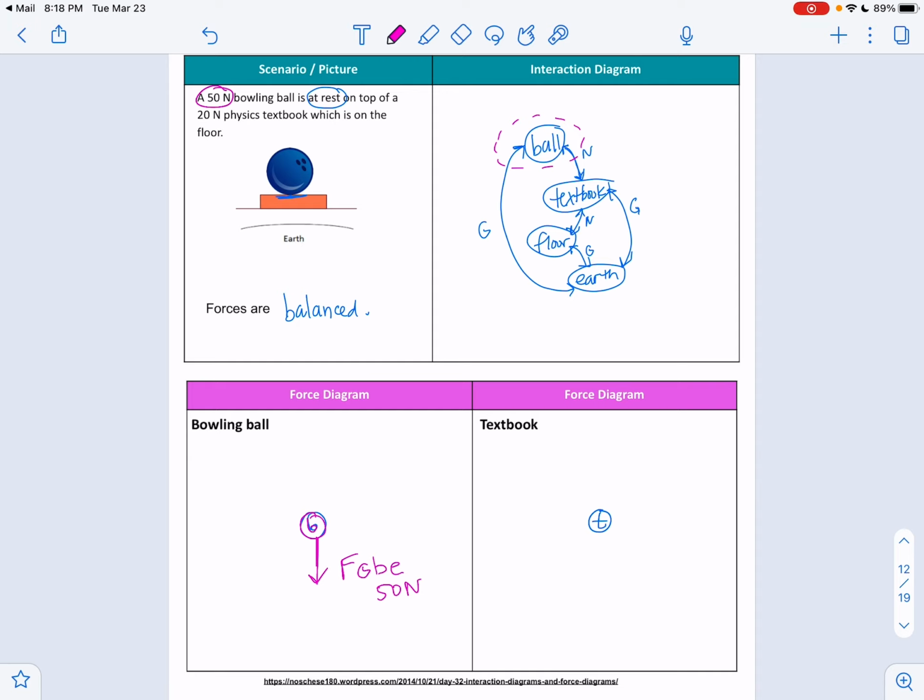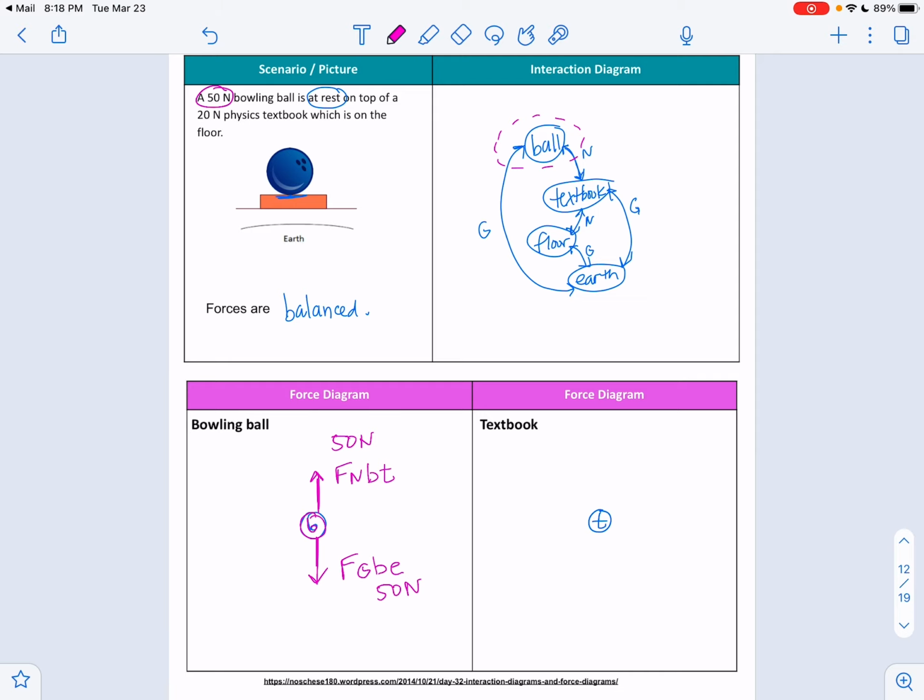And then also I'm going to have a normal force. Since the forces are balanced, I know that those are going to have to be the same size, up and down. So that's going to be a normal force on the ball from the textbook. That's this N interaction that I've drawn. And I know that that also is going to have to be 50 Newtons because these have to be equal. They have to be balanced. Whatever up and down have to be balanced. 50 up, 50 down.